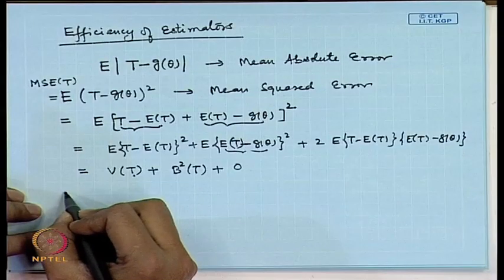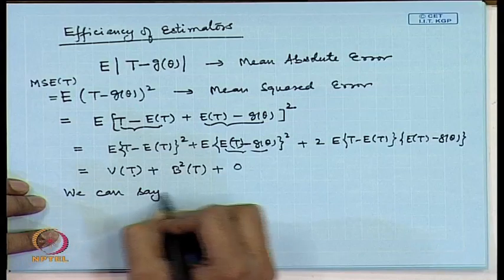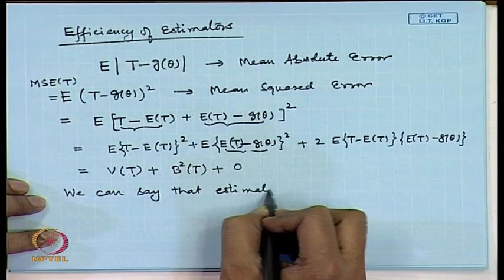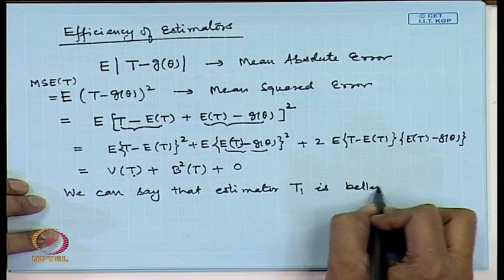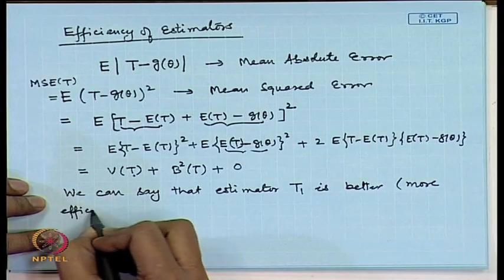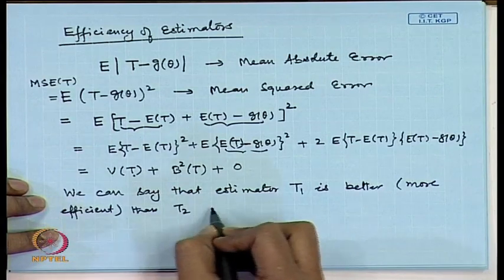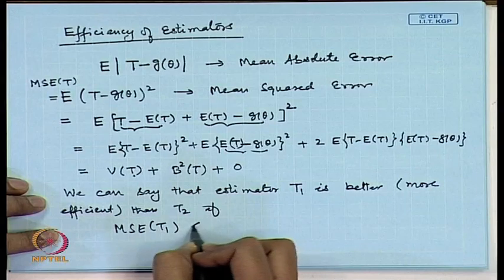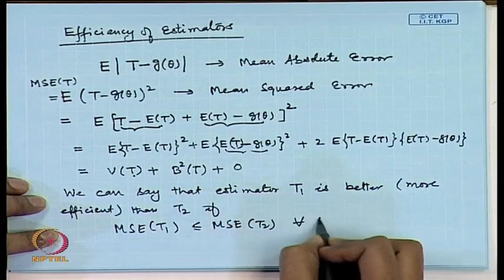So, we can say that estimator T1 is better, which is actually a terminology for more efficient, than T2 if the mean squared error of T1 is less than or equal to the mean squared error of T2 for all theta.